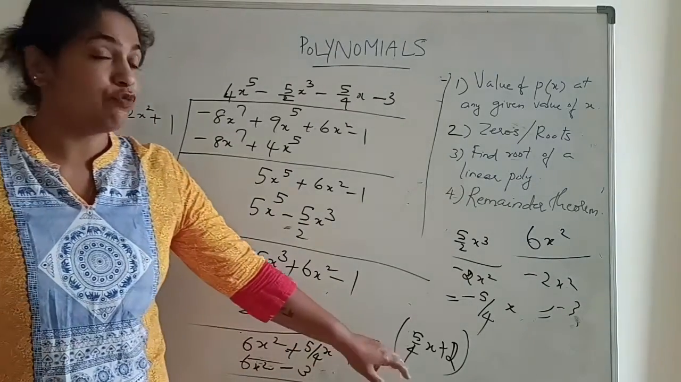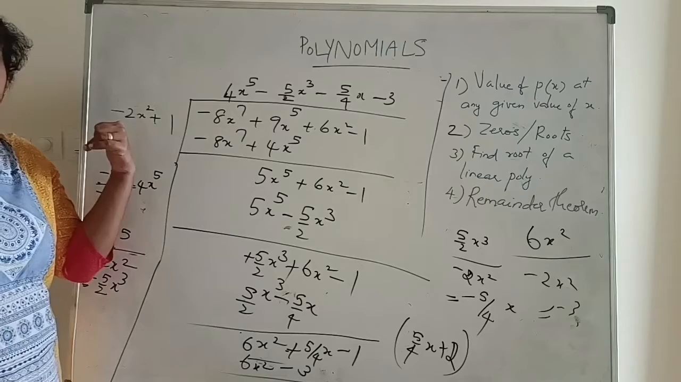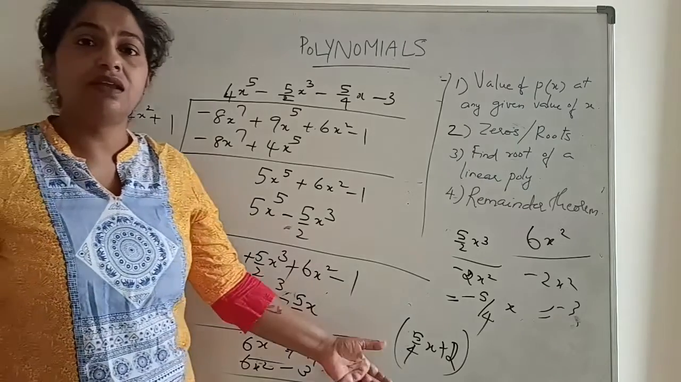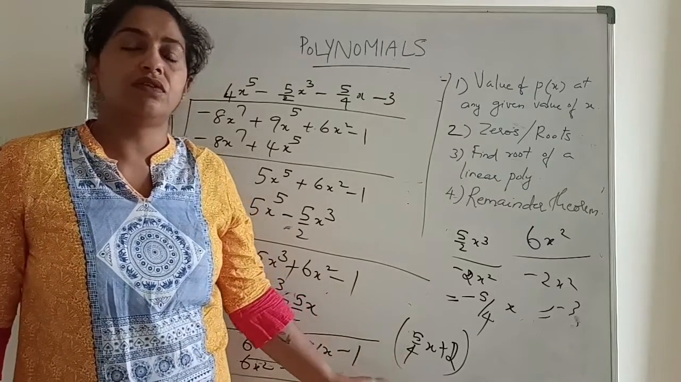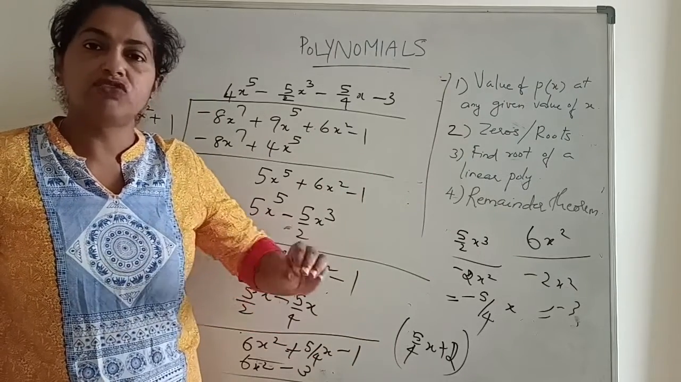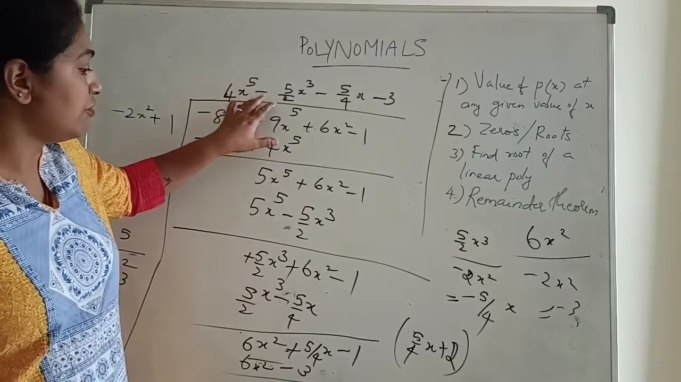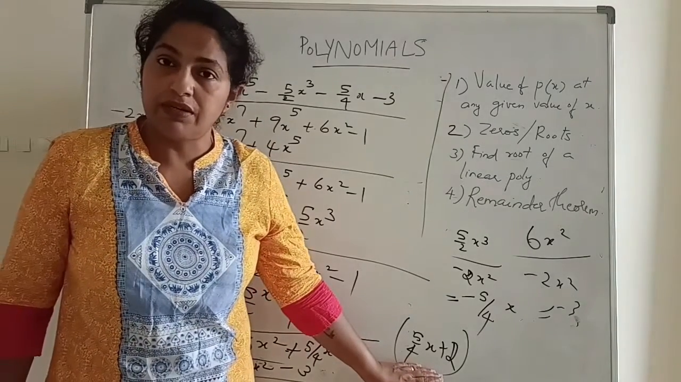First term of the dividend, 5 by 4x. First term of the divisor, minus 2x square. I can see that the degree of the remainder is less than that of the divisor, or the degree of the new dividend is less than that of the divisor. So, I stop my division. Thank God. Okay. Now, this is my quotient and this is my remainder.